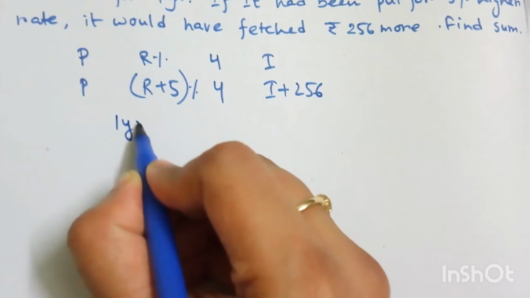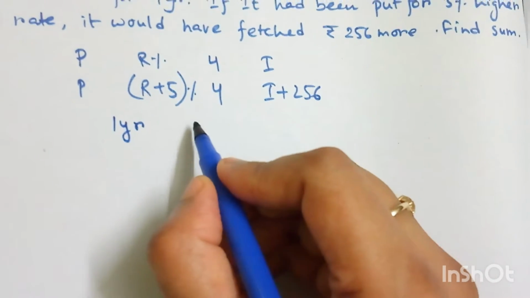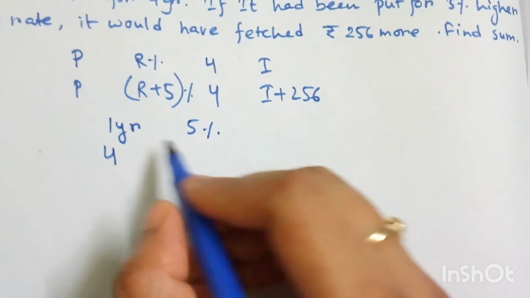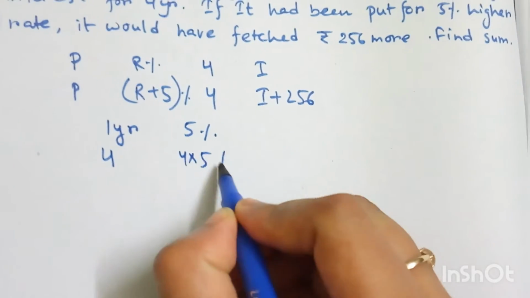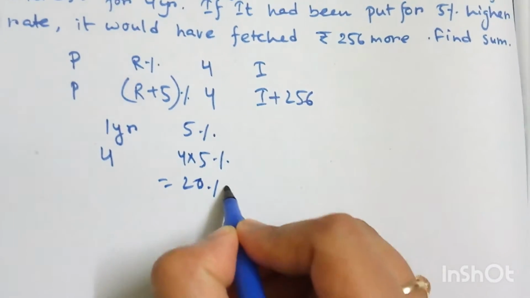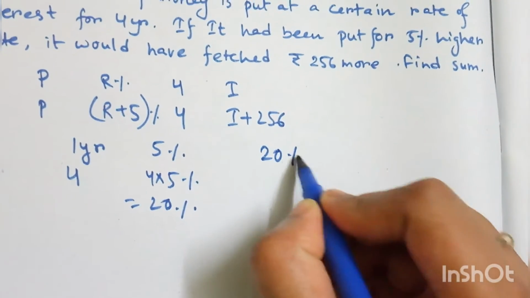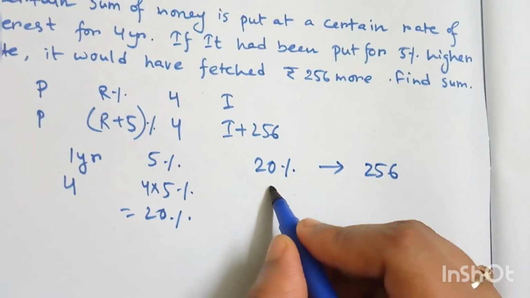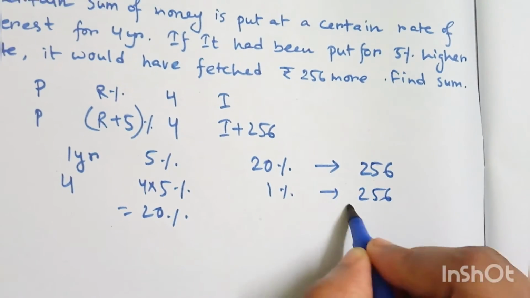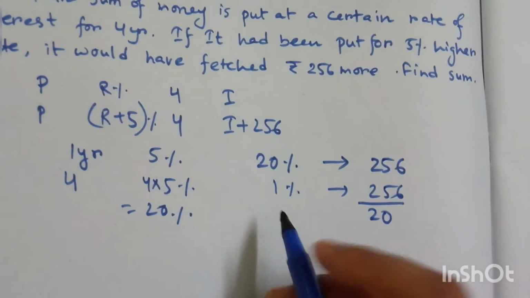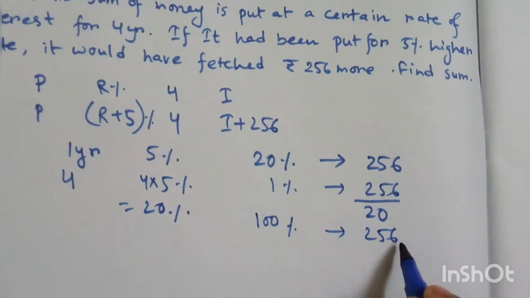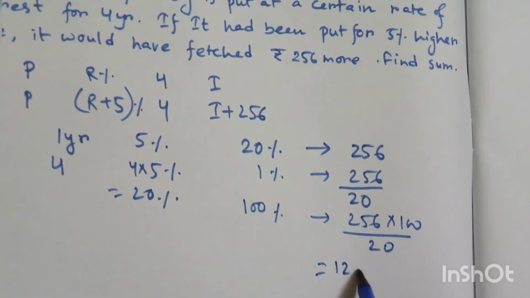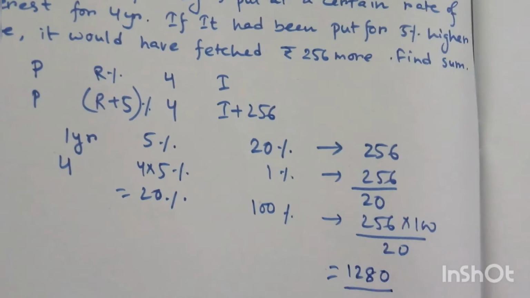So in 1 year, if the rate of interest is 5% more, then in 4 years, the total rate of interest will be 20% more. So this 20% more is equal to this extra interest. So 1% is 256 by 20, and 100% means 256 into 100 by 20. It will be 1280. This will be the sum.